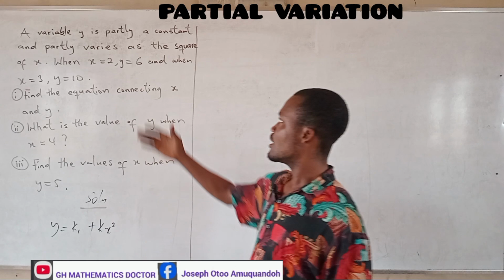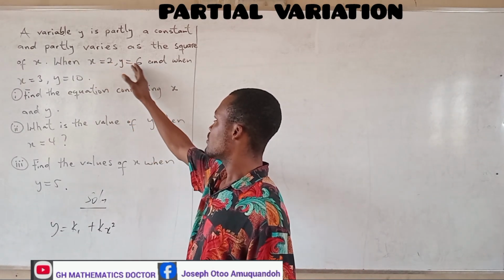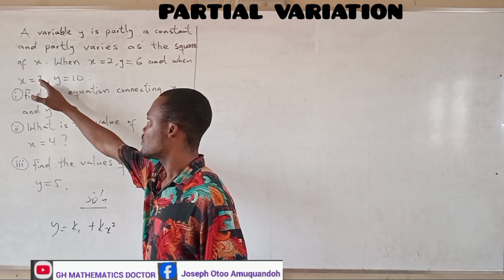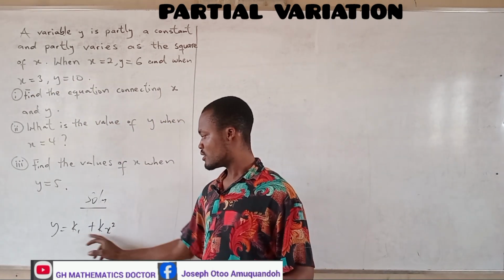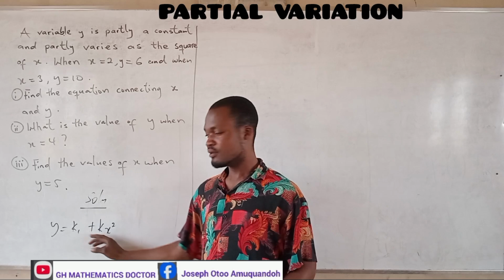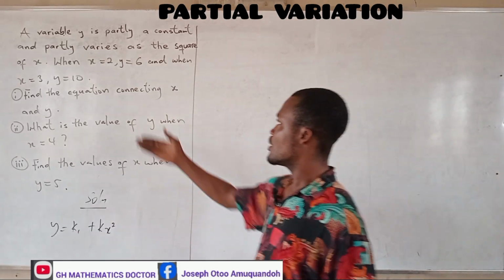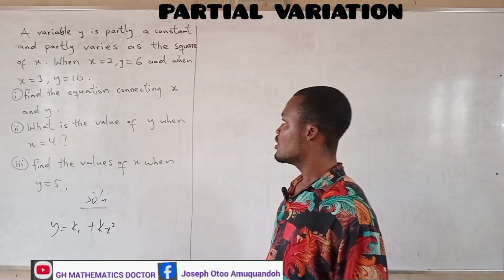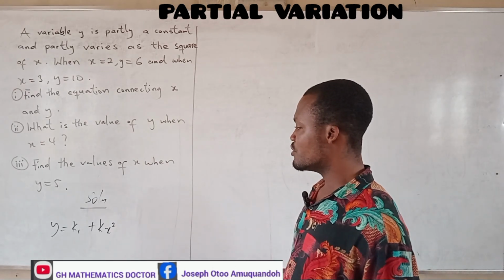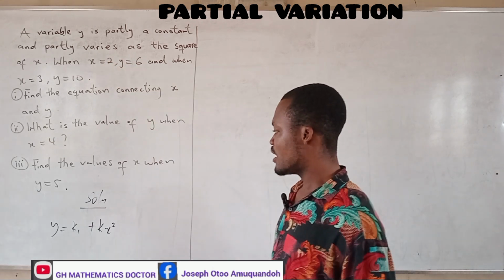Now, let's look at the other information given here. When x equal to 2, y equal to 6. And when x equal to 3, y equal to 10. Because we have two constant variables here, our expression will be expressed in the form of simultaneous equations. That's why we have two other pieces of information here to give you the simultaneous equations. So our first equation will be derived by using x equal to 2 and y equal to 6.